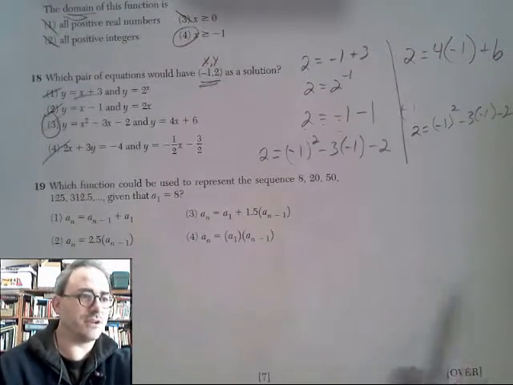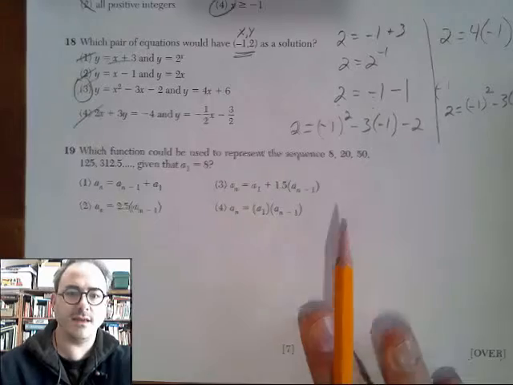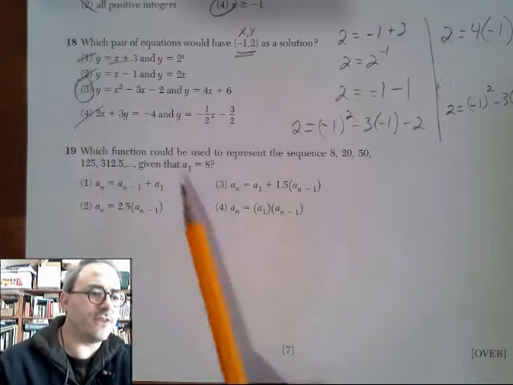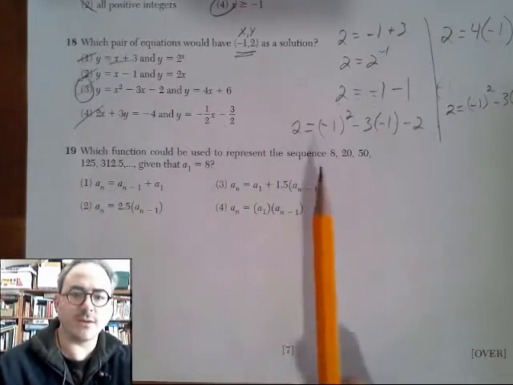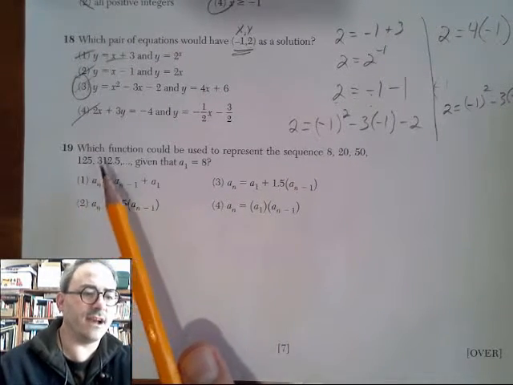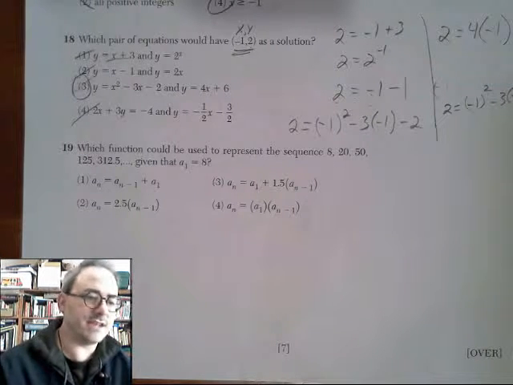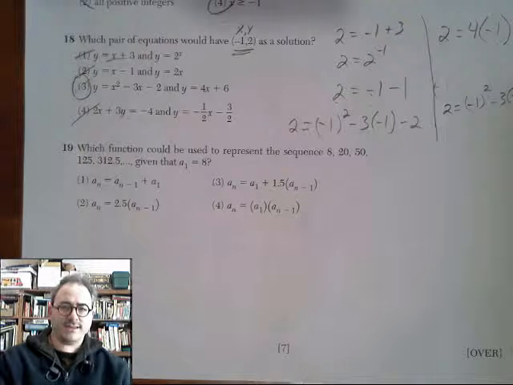All right, question number 19 here. Which function could be used to represent the sequence 8, 20, 50, 125, 312.5, given that a sub 1 equals 8? All right.